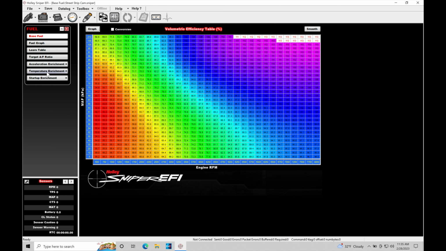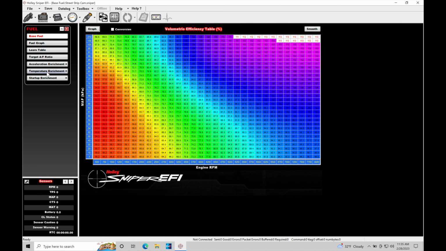Now the base fuel table here represents two things. One, it represents the fuel delivery for the engine when the engine is in its normal operating temperature range. That means that the engine coolant temperature is anywhere between about 160 to 220 degrees. That's going to be a normal operating temp range for any engine.